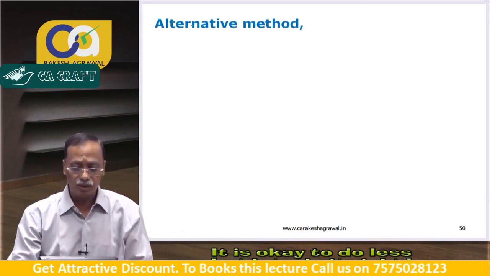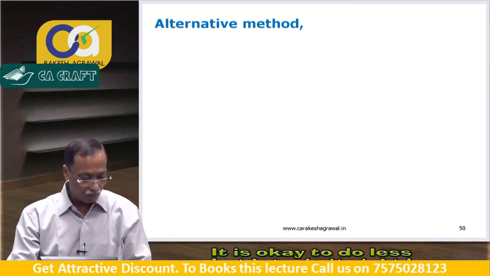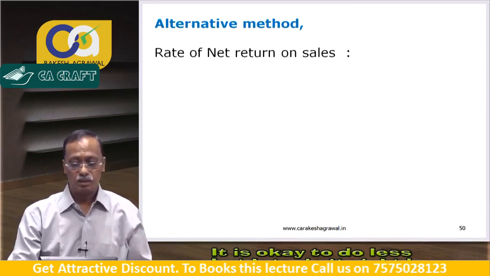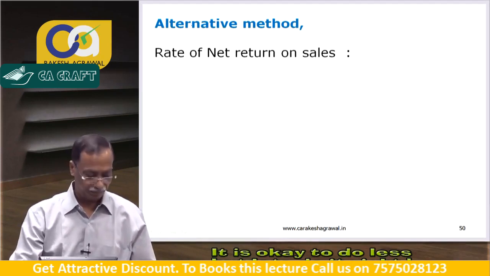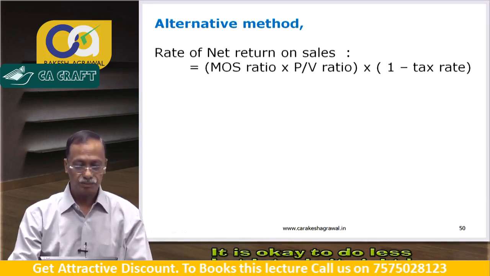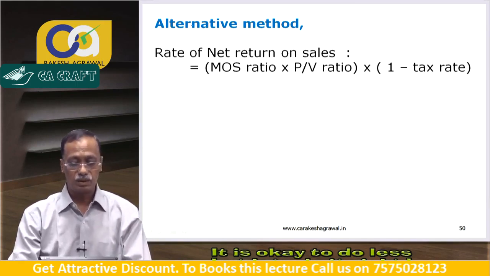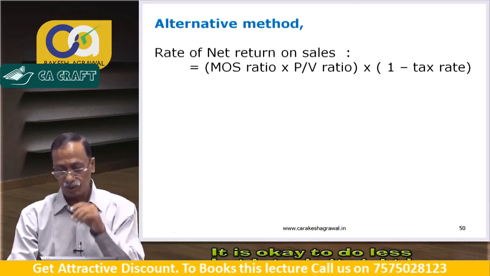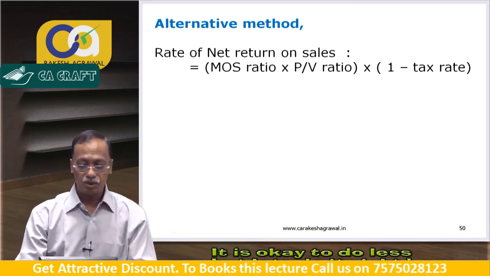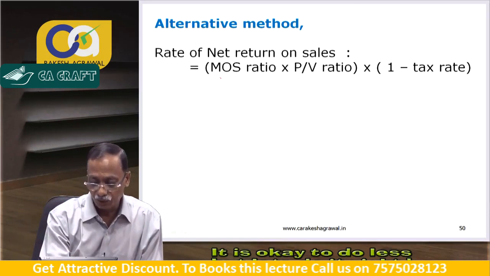Write down the alternative method. Write down the rate of net return on sales. Rate of net return on sales is equal to, in one bracket, MOS ratio into PV ratio. We are taking ratios only.